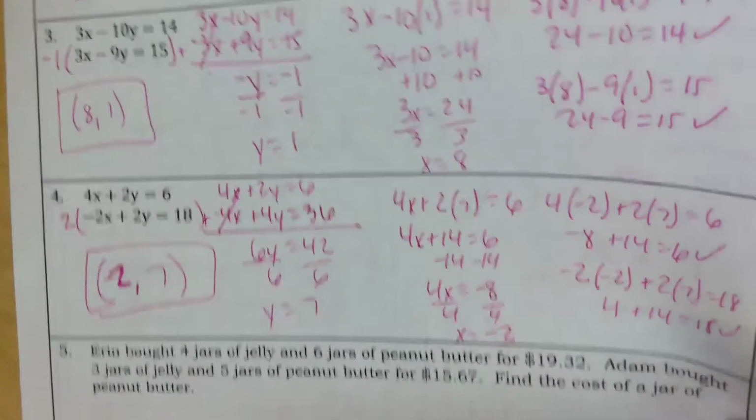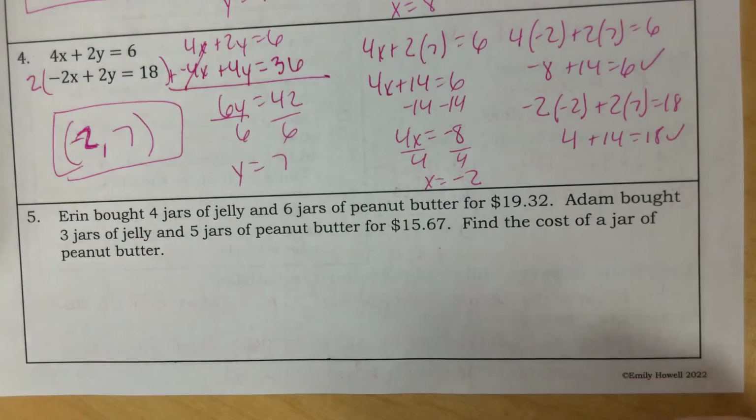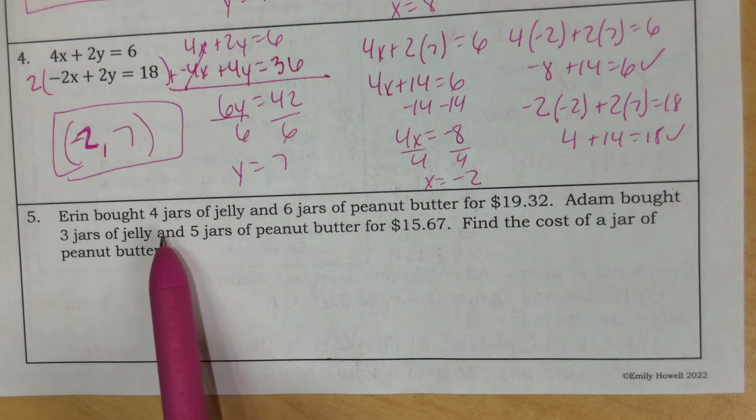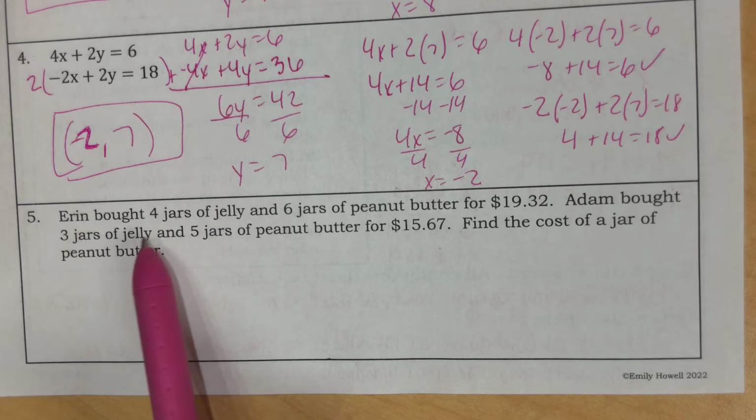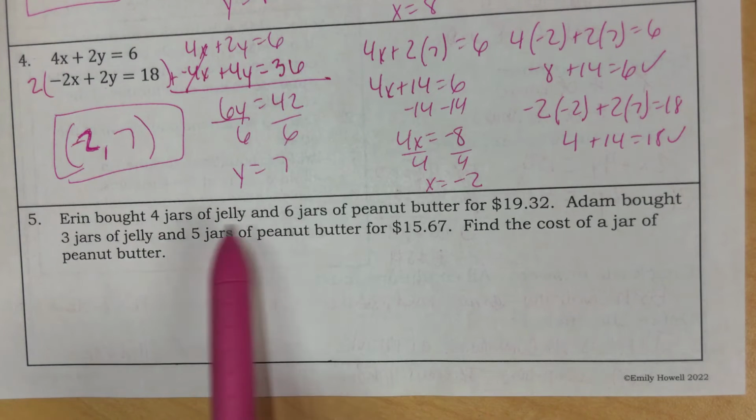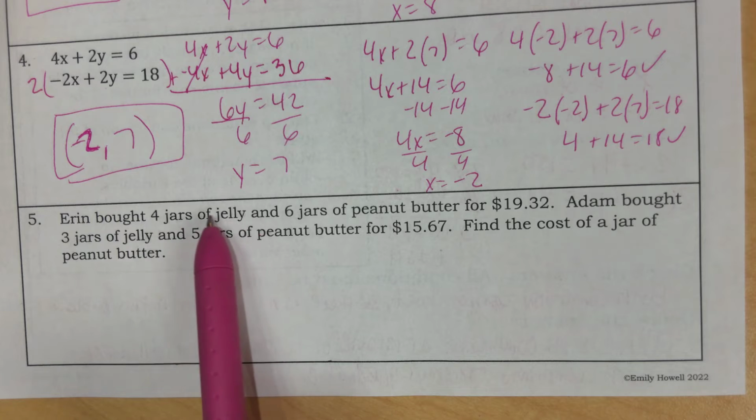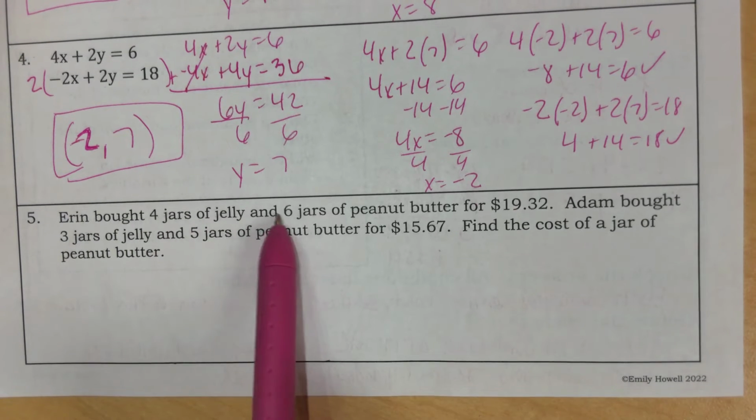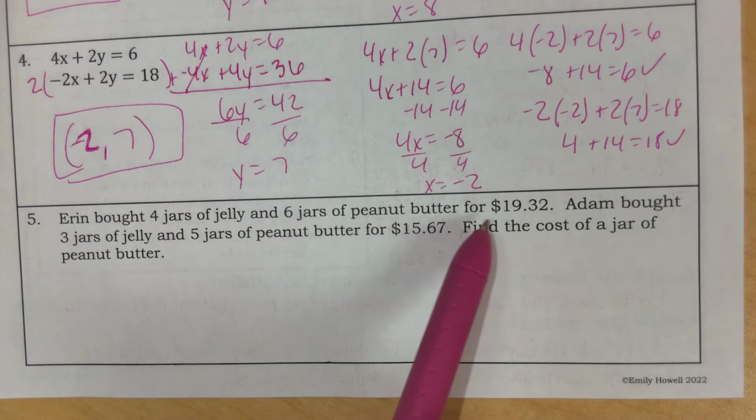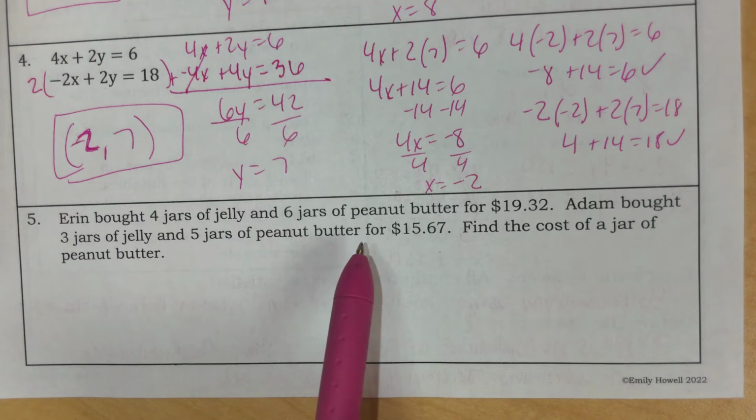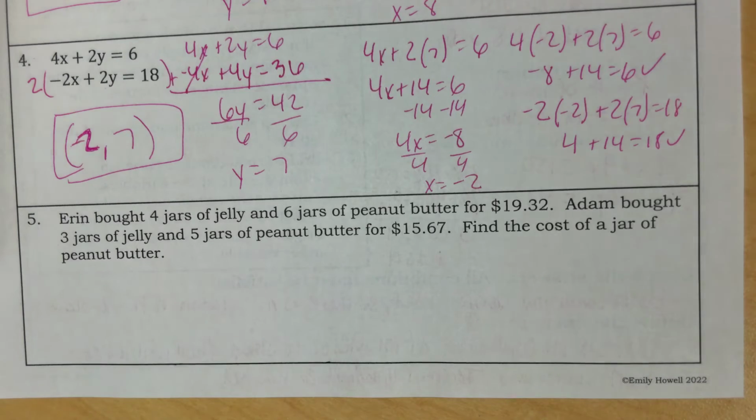Alright, one final question. Let's look at a word problem that does have a solution this time. Okay, so we're working with Aaron and Adam, and they both have found this relationship between jelly and peanut butter, and we find that Aaron buys 4 jars of jelly and 6 jars of peanut butter for $19.32. Adam buys 3 jars of jelly and 5 jars of peanut butter for $15.67, and we're asked to find the cost of a jar of peanut butter.